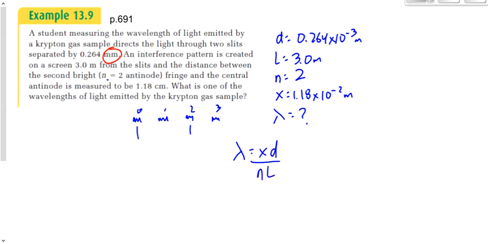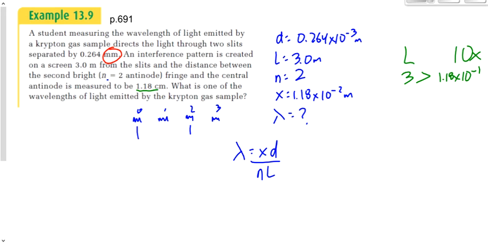What happens if you go to xd over n times L, if theta is greater than 10 degrees? Is theta greater than 10 degrees? I don't know. I don't know what theta is. So let's do our little check. It's 1.18 times 10 to the minus 2 because it was 1.18 centimeters, and we want to convert that to meters. Okay, what's the value of 10x? X was 1.18 times 10 to the minus 2. 10x is 1.18 times 10 to the minus 1. L is 3. Is L greater than 10 times x? It's way bigger than 10x, right?